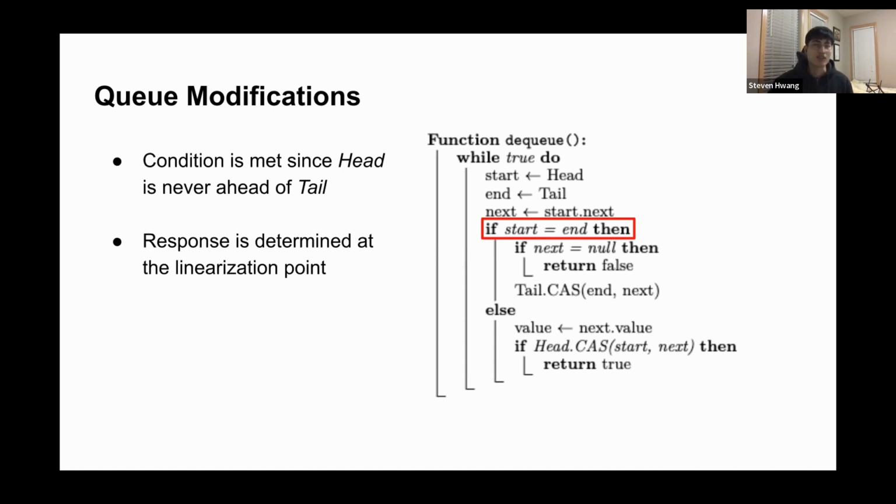Which means that if the head points to the last node in the linked list, the tail will also always point to the last node in the linked list. And thus this if condition will always be satisfied. And now the response is determined at the linearization point. And we can show that the resulting queue is strongly linearizable.